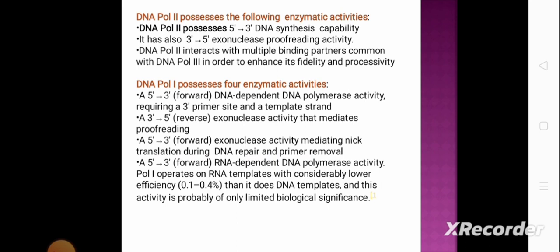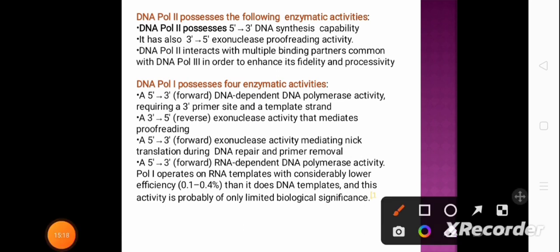So from this we can consider that DNA pol III is the main replicative DNA polymerase, and DNA synthesis occurs in the 5' to 3' direction. DNA pol 1, pol 2, and pol 3 all possess 3' to 5' exonuclease proofreading activity, and DNA pol 1 possesses the nick translation activity that helps in DNA repair and primer removal.